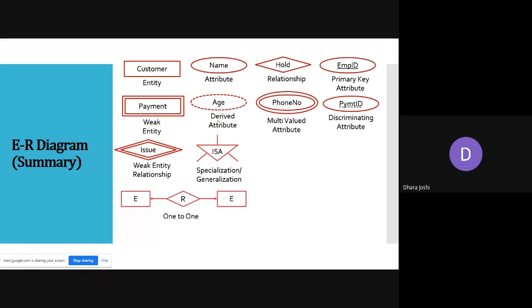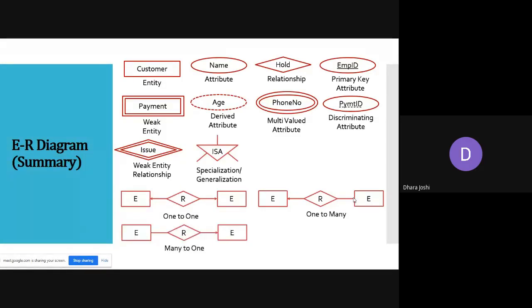One to one can be represented by an arrow. One to many: whenever we have one, we have an arrow. For many, we do not have any particular symbol. Many to one: here we have many, so no arrow, just a connecting line, and here we have one, so one arrow. And many to many. Okay, till now we have completed these many symbols.